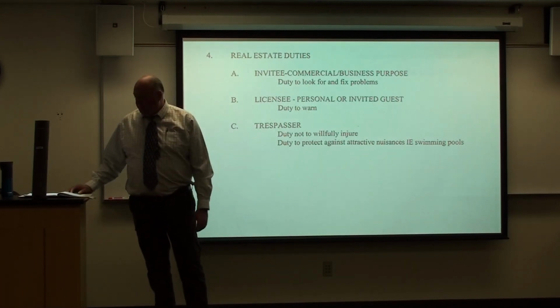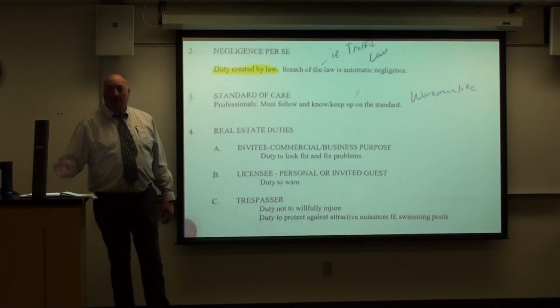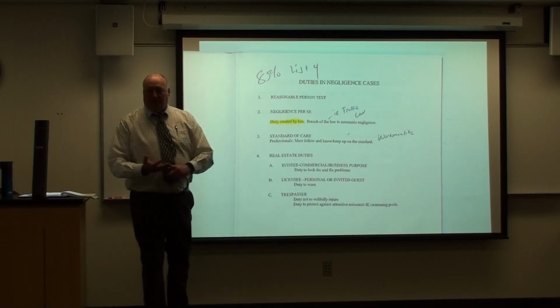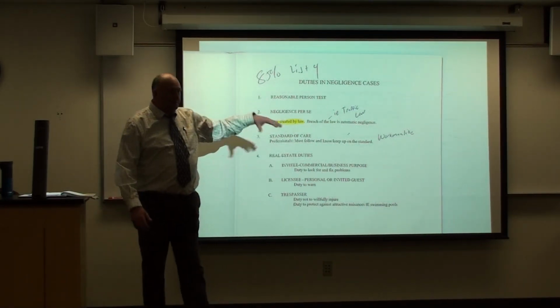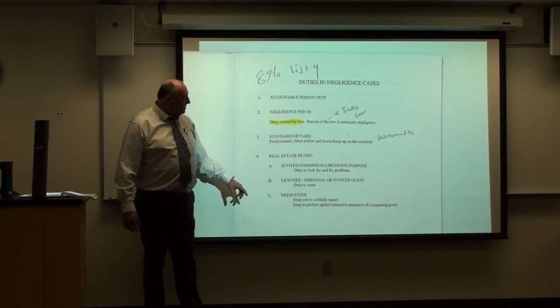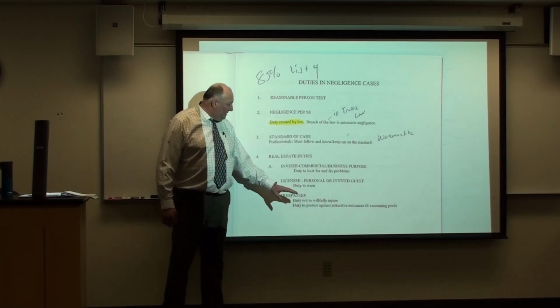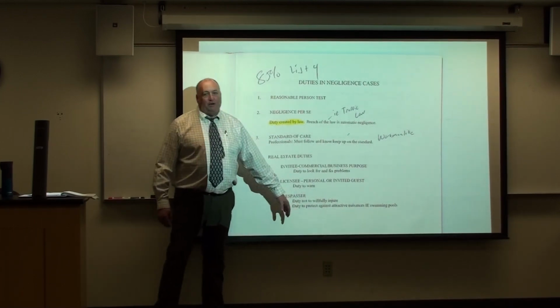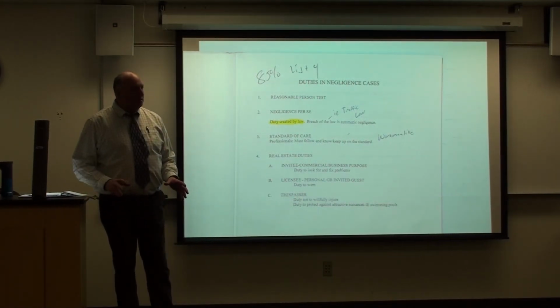Okay. All right. So for you guys on the midterm, fill in the blank question: list 4 types of duty for negligence purposes. So anything on this page is an acceptable answer. You can say either invitee or you can say commercial purpose. You can say licensee or invited guest or personal. You can say trespasser or unlawfully on your property. I'll accept any of those as answers.